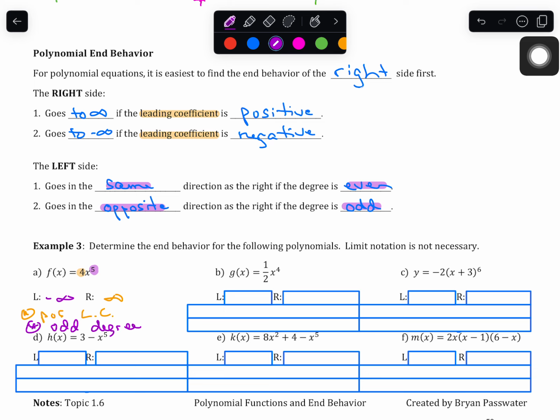Okay? So go ahead, pause the video, and try B, C, D, E, and F. Give them a try. If you make a mistake, that's fine, but you've got to try on your own. Again, paying attention to the leading coefficient and the degree.